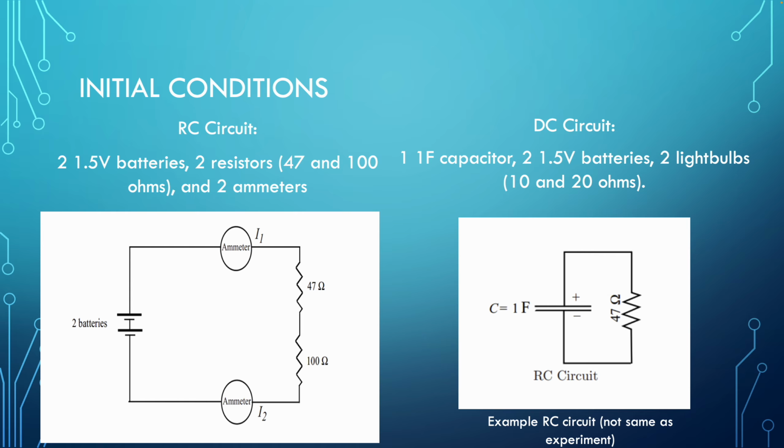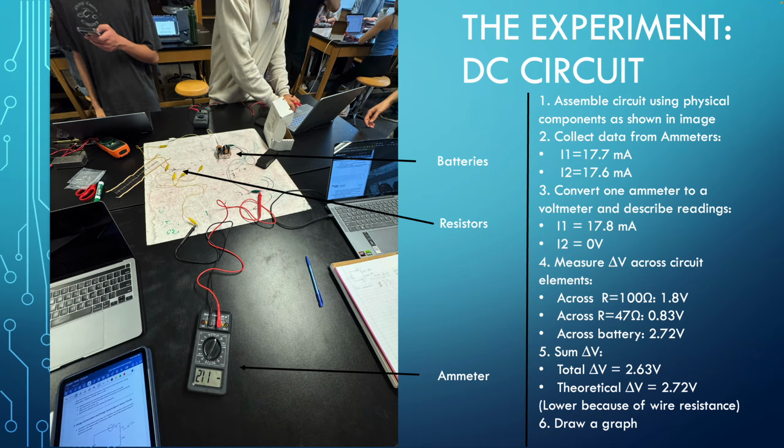Here are our initial conditions. On the left, you have the RC circuit, and on the right, you have the DC circuit. On the left, you can see that there are two batteries, two ammeters, and two resistors. On the right, we have an example of an RC circuit showing the capacitor and the resistor, hence the name RC. In our actual RC circuit that we end up making, we have a capacitor, two batteries, and two light bulbs.